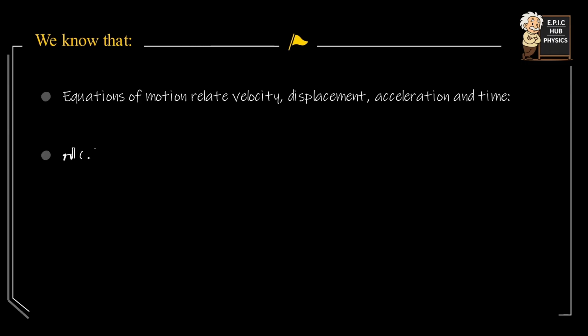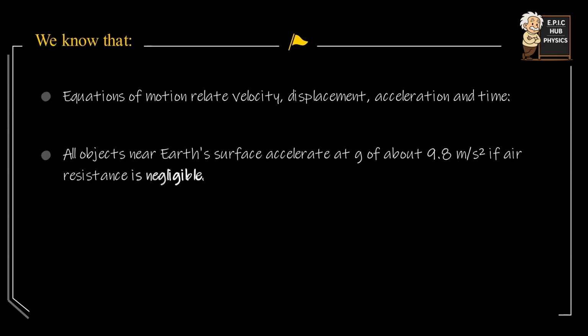We also know that all objects near the Earth's surface accelerate downward at about 9.8 meters per second squared when air resistance is negligible. This acceleration is the acceleration due to gravity, usually represented by g. Let's get into the solution of this problem.